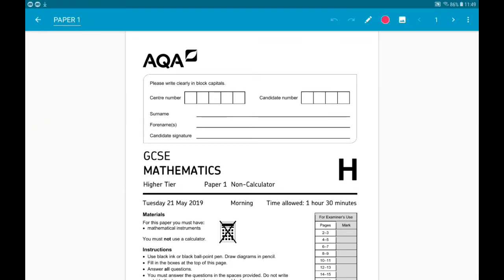Welcome to my walkthrough of the AQA June 2019 Higher GCSE Maths Paper 1, which is non-calculator. We're going to do it step by step, and let's do this.